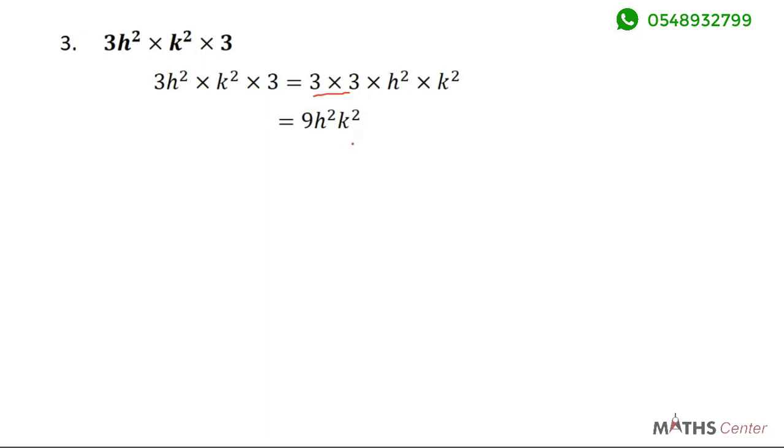If you follow the laws of indices, we will see that multiplying h squared by k squared will give us h squared k squared. We multiply that by 9 and we are getting 9h squared k squared.